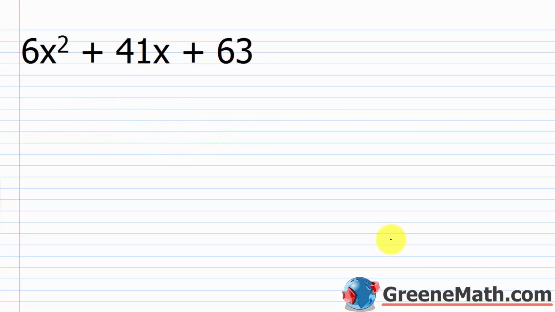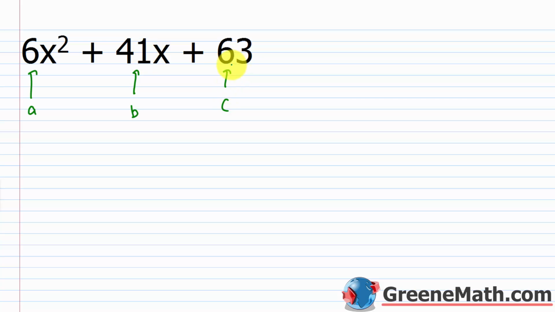All right, so hopefully you're not too lost. We're going to try another one. We're going to do the same process. Again, just identify what's A, B, and C. So this is A, this is B, this is C, right? A is the coefficient for the squared variable. In this case, it's 6. B is the coefficient for the variable raised to the first power. Here it's 41. C is your constant term.